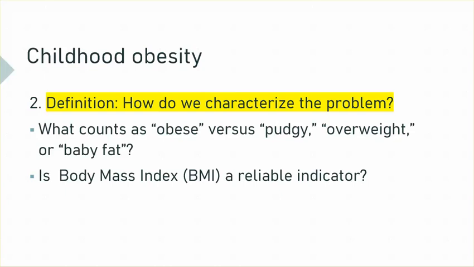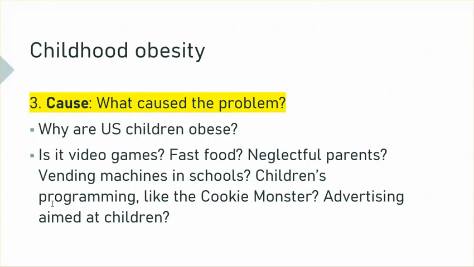You'll especially see this in the third step here. The third step is looking at the cause of the issue. So what caused this problem? Why are U.S. children obese? Is it video games? Is it fast food restaurants and stuff like Happy Meals? Is it neglectful parents? Is it vending machines in schools? Is it children's programming like Sesame Street had the Cookie Monster? Or is it advertising aimed at children? So you see we have a lot of questions under this category, which is really good because it's going to give us more options as we work towards choosing our topic.